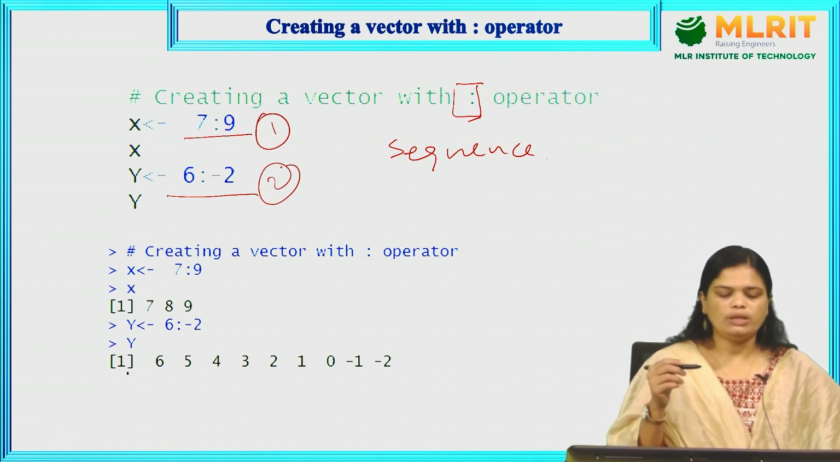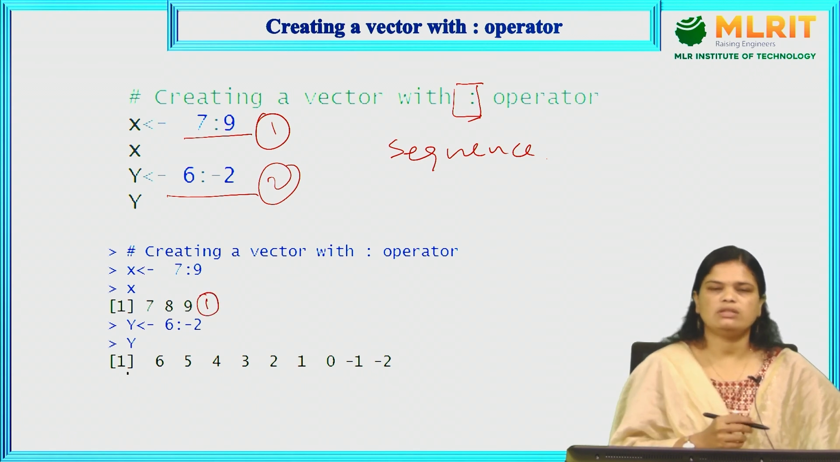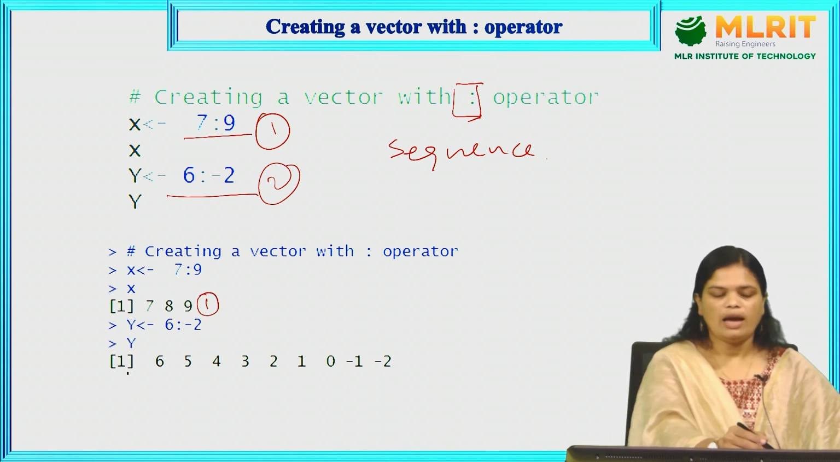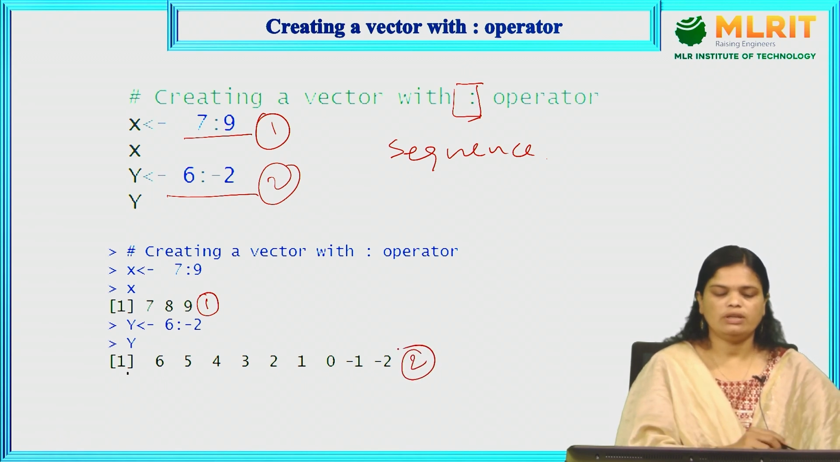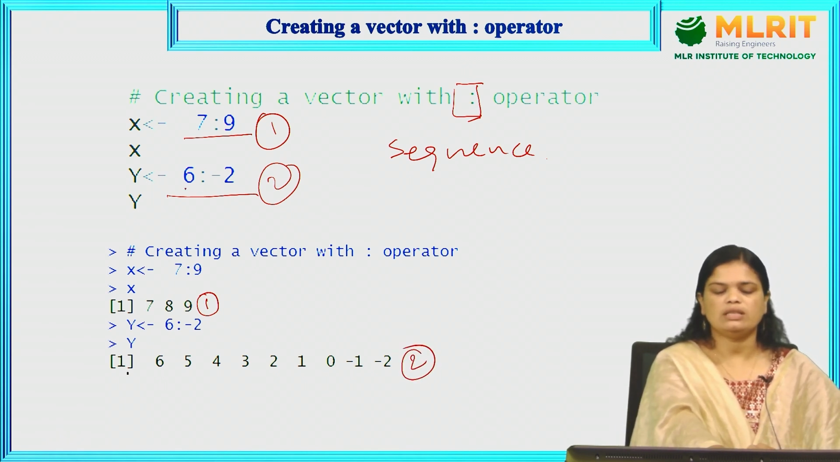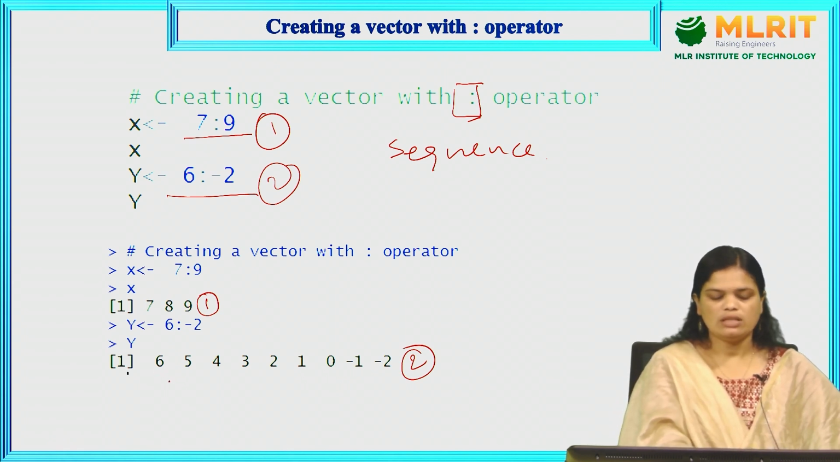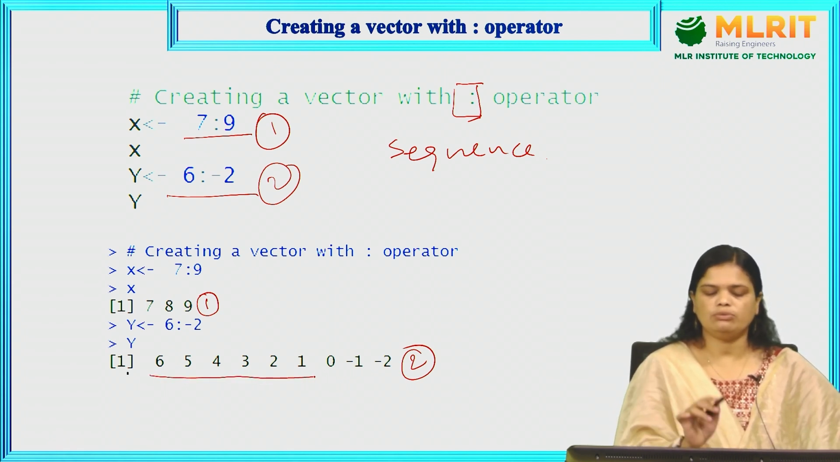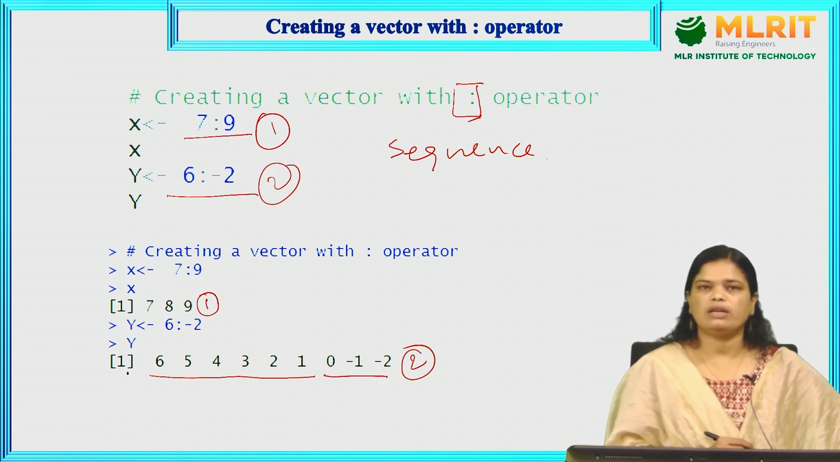Look at the output here. From 7 to 9, this is the output for the first one: 7, 8, 9. And this is the output for the second one. I am starting with 6 and ending at minus 2. So it will start from 6, 6, 5, 4, 3, 2, 1. And after that, it will go into 0, minus 1 and minus 2.